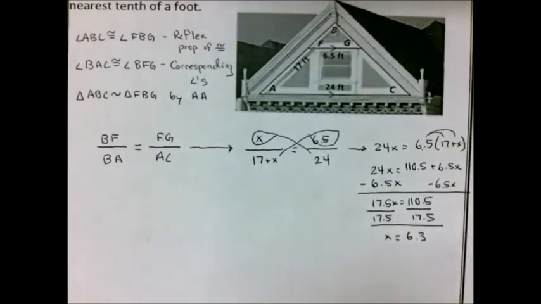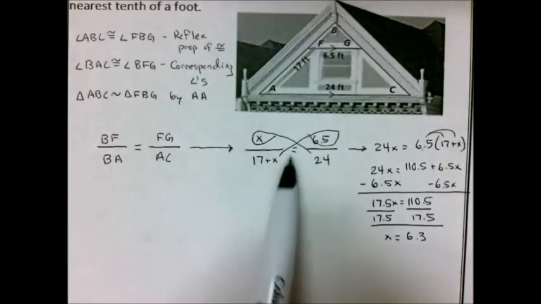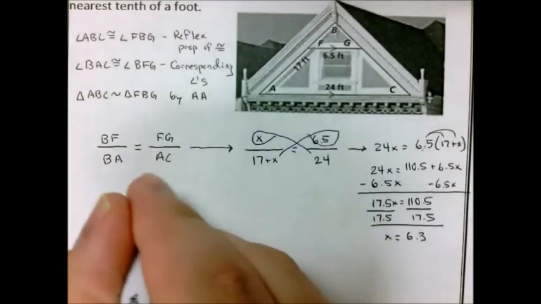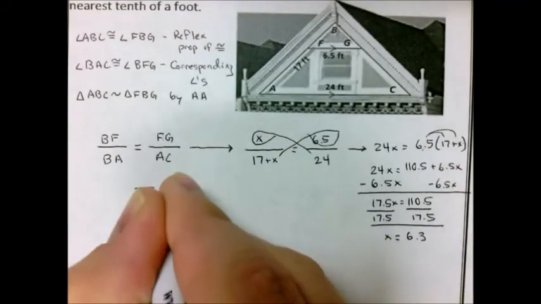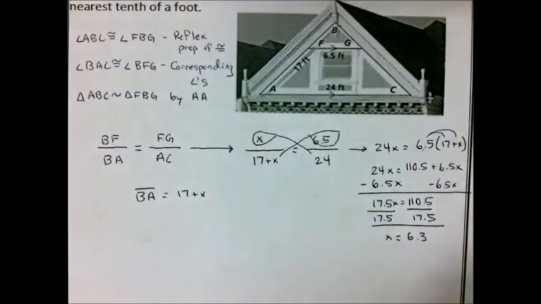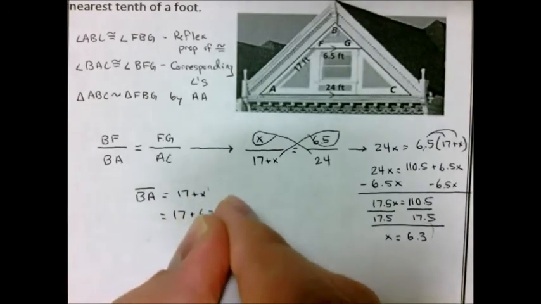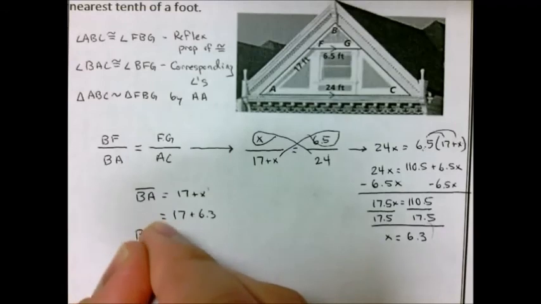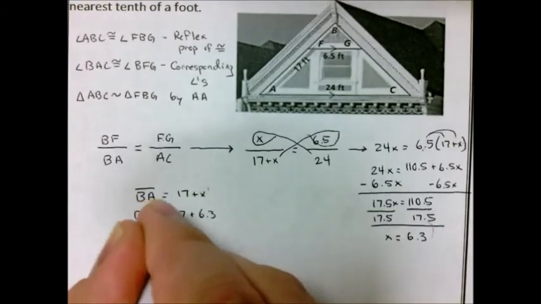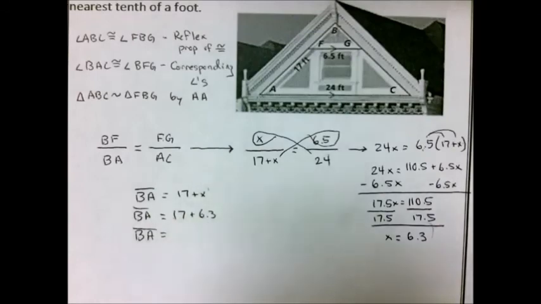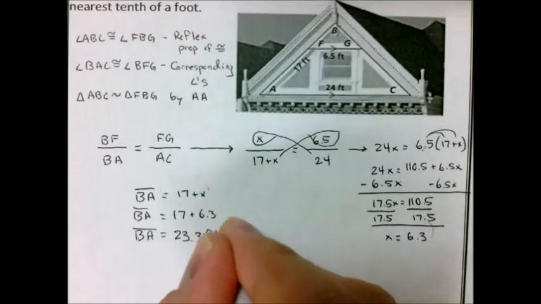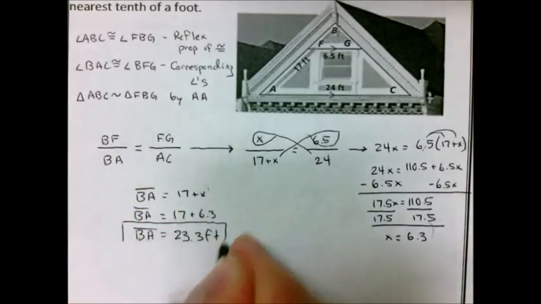We're not quite done yet, because remember, we're trying to find the length of line BA, and BA was 17 plus x. So line BA is equal to 17 plus x, and we plug this information into x here, so 17 plus 6.3, which means line BA has to be 23.3. And we know that's going to be feet because we've been talking about feet this entire time. So line BA is equal to 23.3 feet.